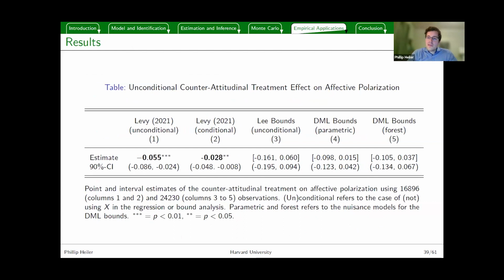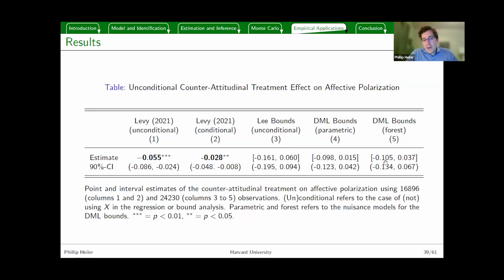Here you see the results now for the causal effect of the intervention using both the methods in Levy and the debiased machine learning, DML, type of bounds, where the nuisance functions are estimated using different models. So here I use parametric models, logistic regression, linear quantile regression, and here I use the generalized random forest. And the unconditional effect in the original analysis was minus 0.05 standard deviations, and the conditional ones about half the size. Now, if you apply bounds in the original study, they're very, very wide and essentially uninformative.